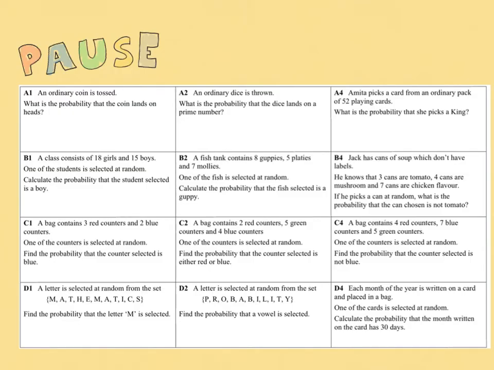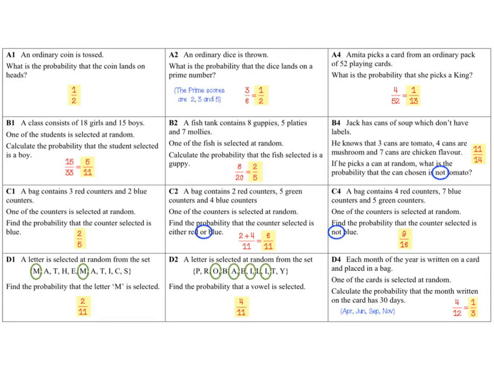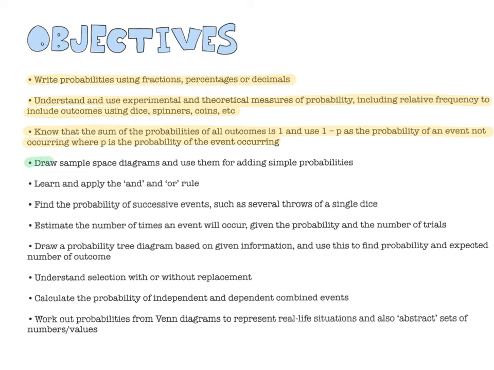Okay, pause the video and have a go at these questions. This worksheet is in Teams. I don't need to see it uploaded, but it should only take you about 5 minutes just to recap what we've just done. And here's the answers to those questions. So we've done the first 3 learning objectives. We're now going to look at the fourth one, which is drawing sample space diagrams and using them to find simple probabilities.